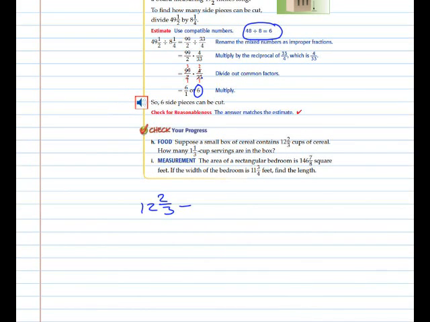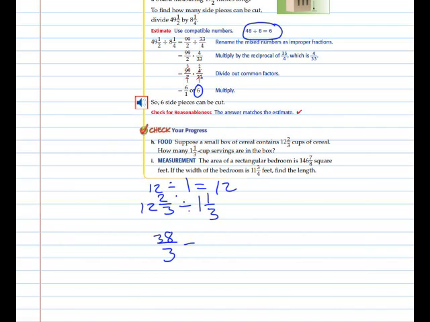Example H. Suppose a small box of cereal contains 12 2/3 cups. About how many 1 1/3 cup servings are in the box? Well, I'm going to do 12 divided by 1, which is going to be about 12. Again, because I'm rounding down and down, that should be a reasonably close answer. Let's see what we get.